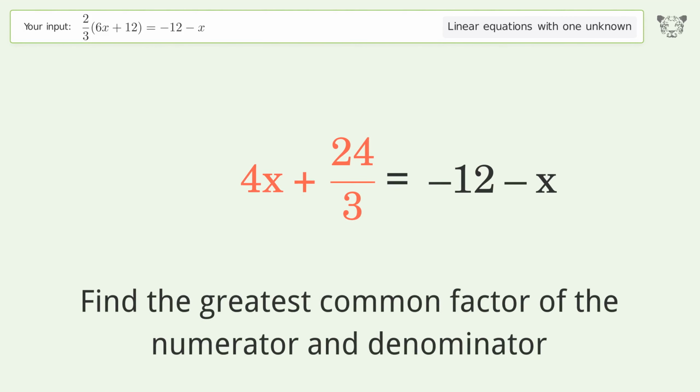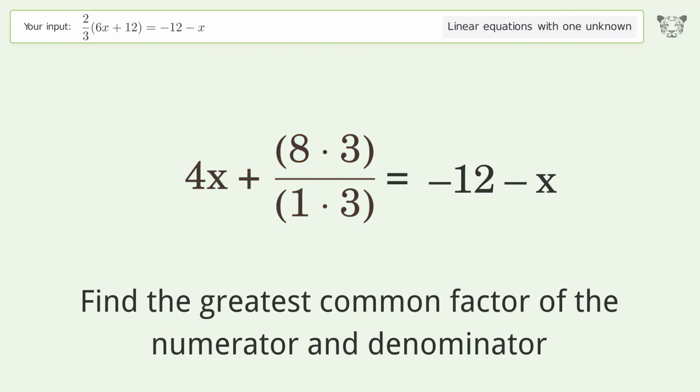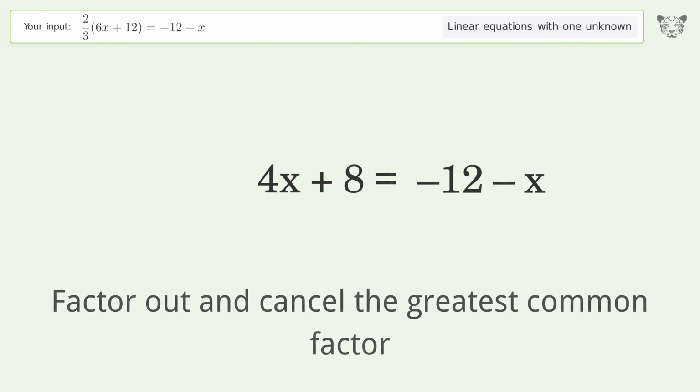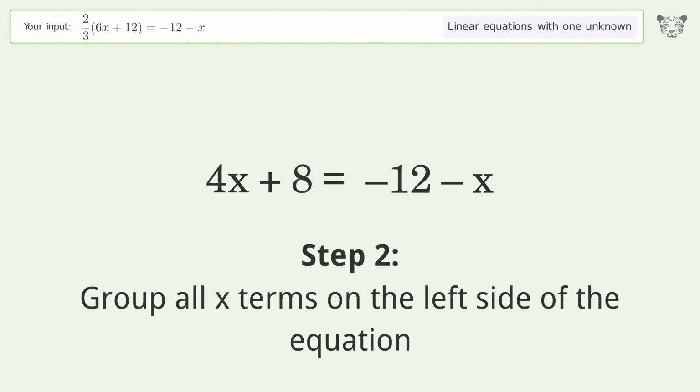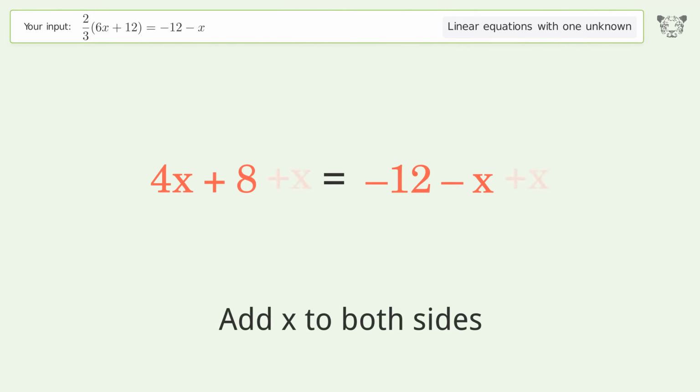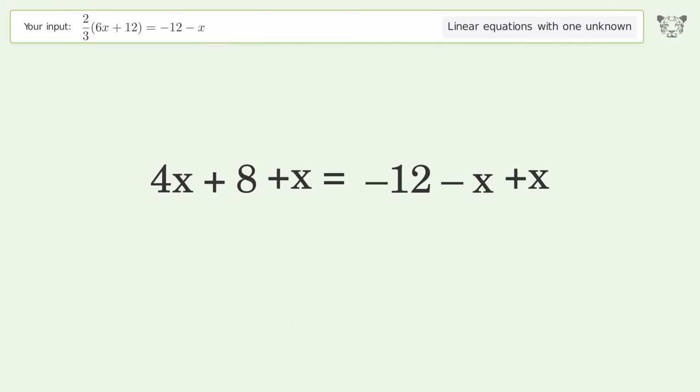Find the greatest common factor of the numerator and denominator. Factor out and cancel the greatest common factor. Group all x terms on the left side of the equation. Add x to both sides. Group like terms.